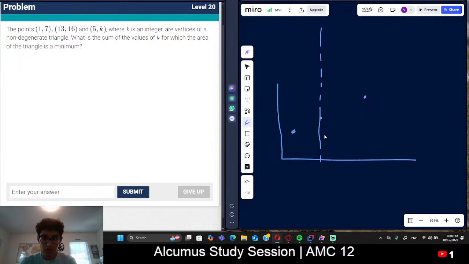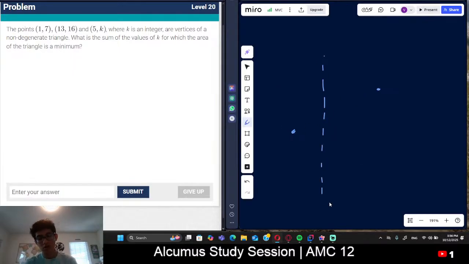And so how can we go about calculating this effectively? We can find the distance between them. It's going to be along this line somewhere. And to minimize the distance, you want the height to be at its minimum. Wait, oh, k is an integer, right?